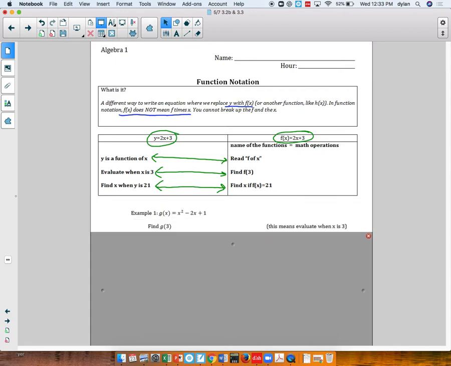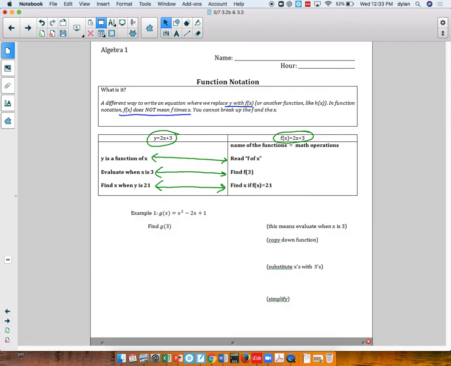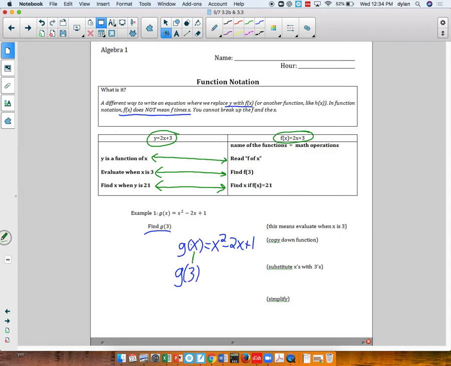So the first example we're going to do is I have a function g of x equals x squared minus 2x plus 1. And the problem is asking you to find g of 3, which means essentially evaluate the function when x equals 3. So the first thing I'm going to do here is I'm just going to copy down the original function, just so I have it. So g of x equals x squared minus 2x plus 1. Now the next thing I'm going to do is I'm going to replace all the x's with 3's, because I'm saying g of 3, and you'll notice that the 3 replaced the x.